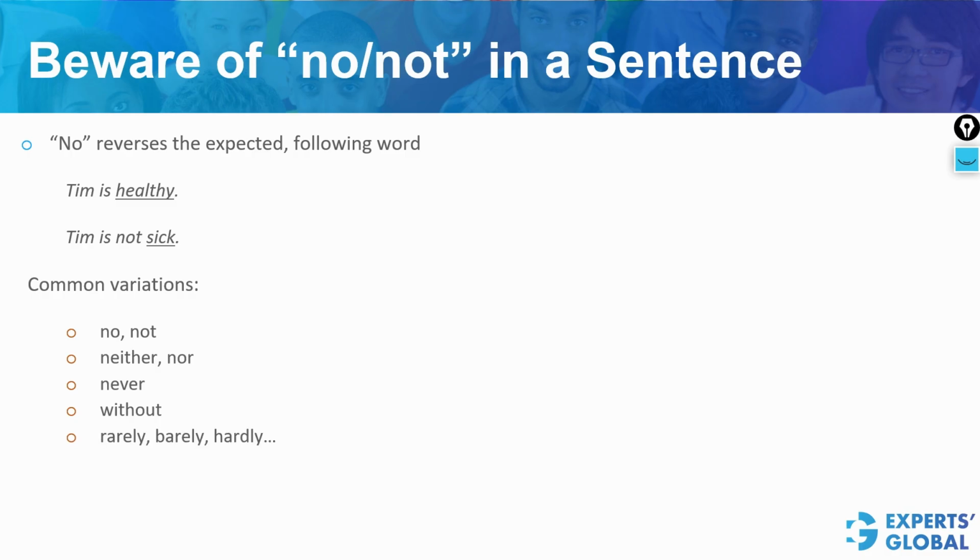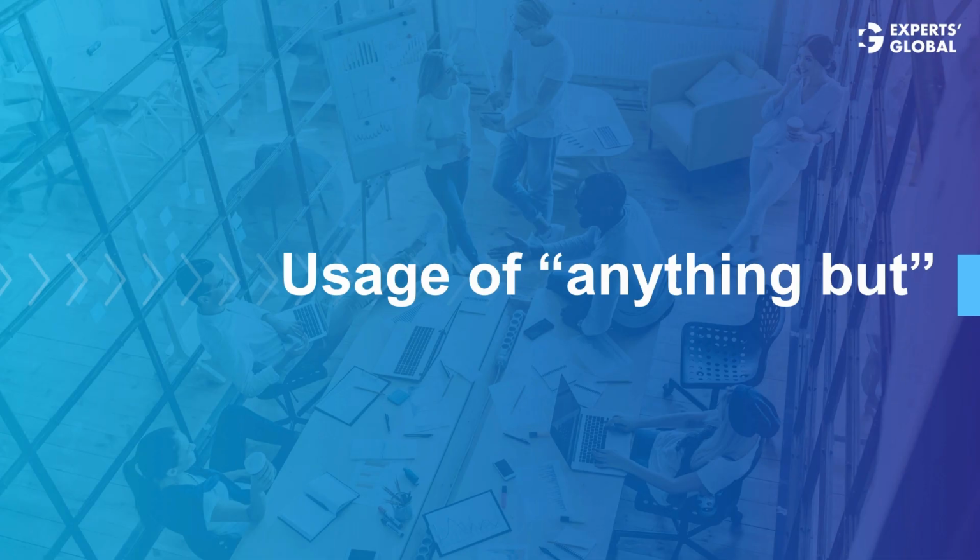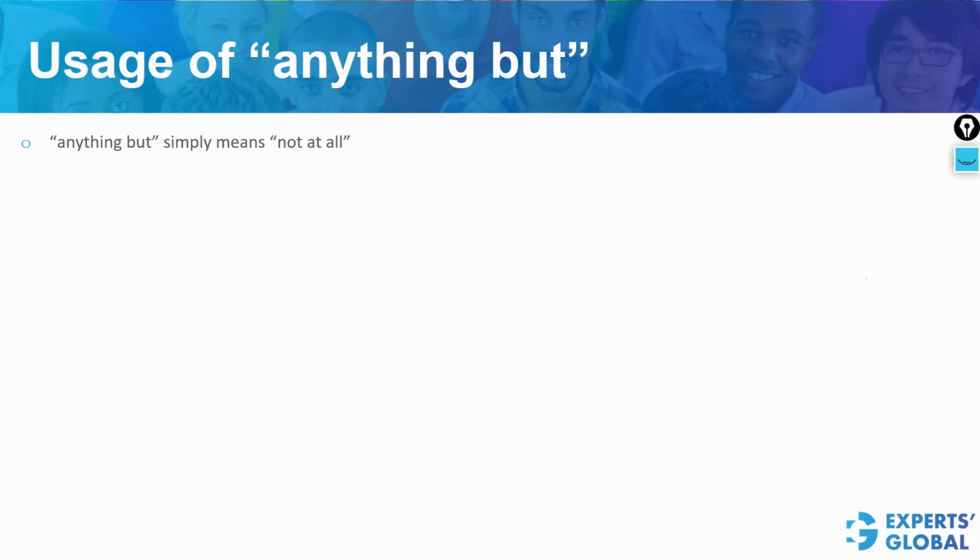Once again, you don't have to remember the list. It is only for your conceptual understanding. However, an important one here that I suggest that you remember is anything but. This is GRE's favorite. A note on the usage of anything but. Anything but simply means not at all, or simply not. Hence, you can simply replace the phrase anything but with not.